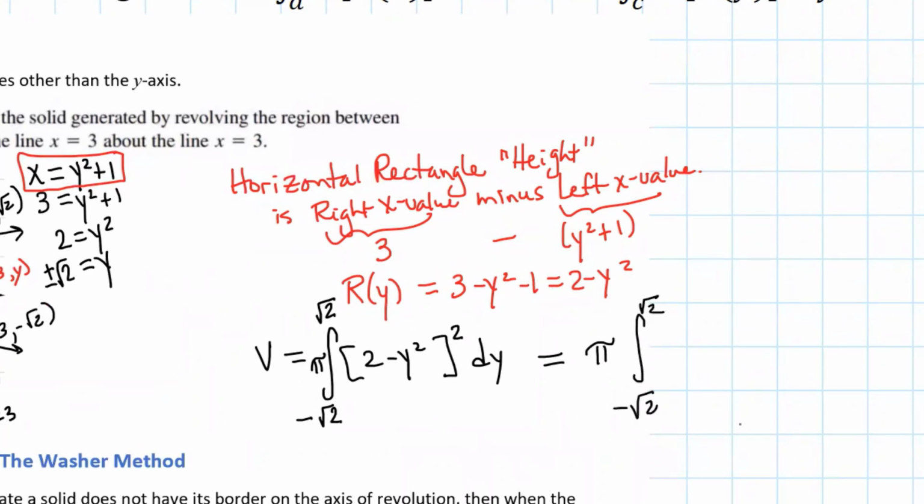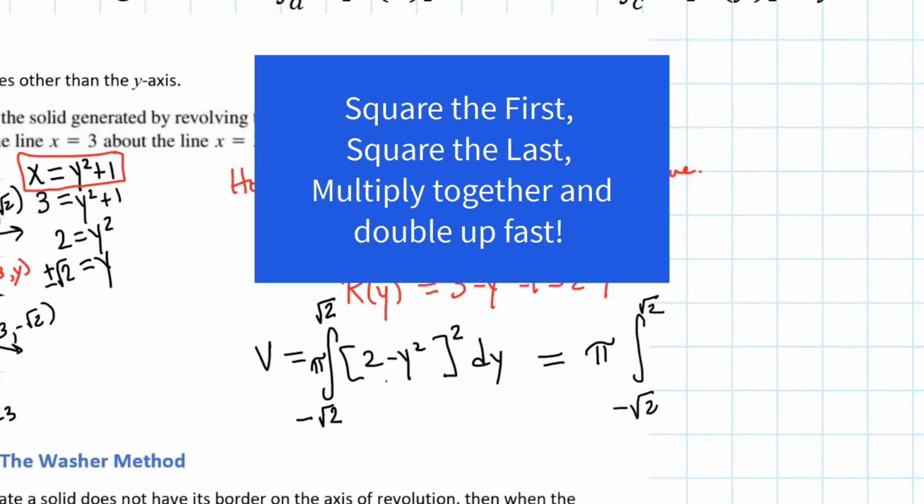what's the common error that we're going to avoid here? Yeah, distributing the exponent, exactly. So instead we're going to FOIL it out. There's also a pattern you can follow when you square a binomial. It's a little rhyme: square the first, square the last, multiply together, and double up fast. Square the first means squaring the 2, which is 4. Squaring the last means squaring negative y squared, which gives you positive y to the 4th. Multiply together and double up fast means 2 times negative y squared is negative 2y squared. Double that and you get negative 4y squared.